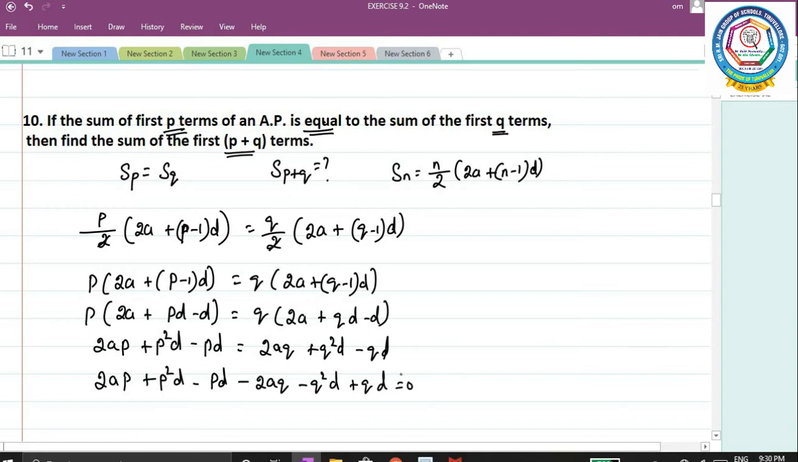So we have to group the terms. Here 2ap, here 2aq. If I take 2a outside, I will get p minus q. So next one.